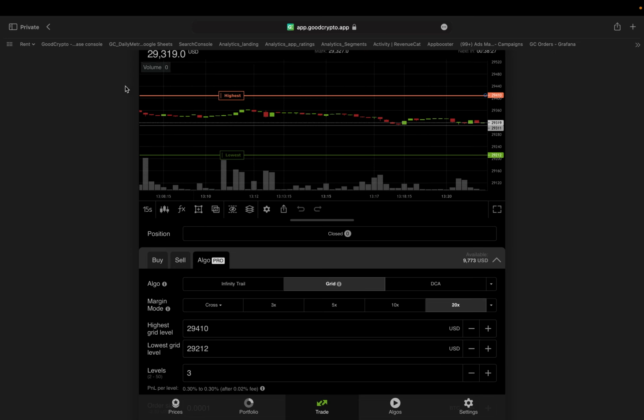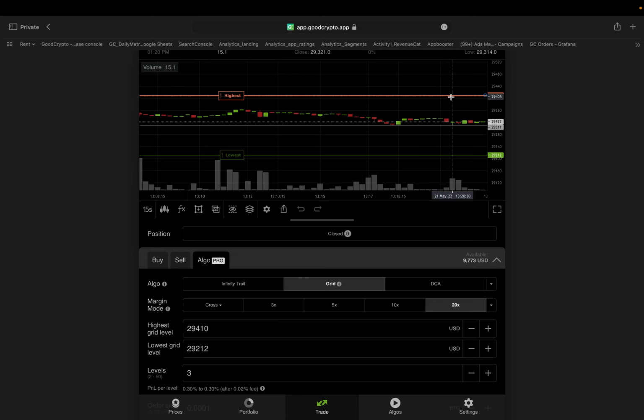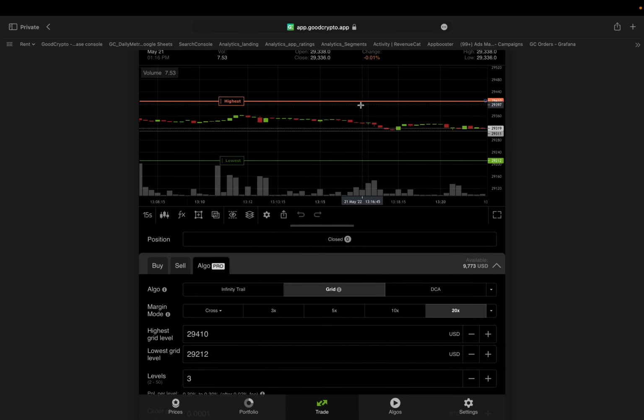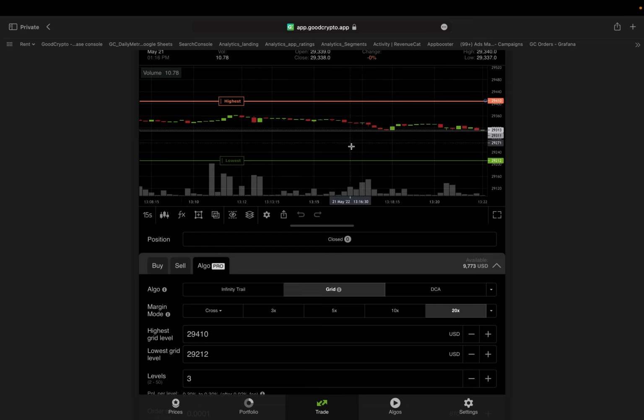So there will be a limit buy order at this level and a limit sell order at this level. This level will stay dormant. What happens then? If the price goes up and hits the sell order, then you will have a position of minus this amount of BTC, and a buy order will be placed here. So the grid will consist of 1 empty level and 2 buy levels if the sell order is hit.